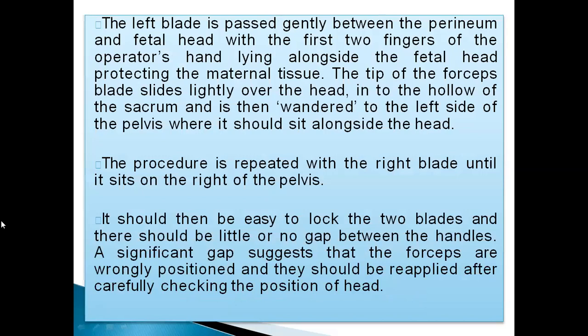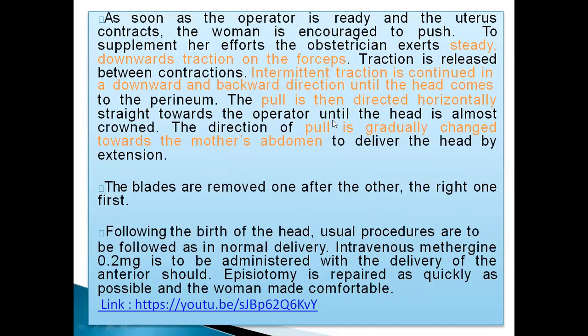Okay, the left blade is inserted first, after this the right blade. After inserting both, we have to lock. Then we apply downward and backward traction, then pull horizontally until crowning, after that we pull the baby upward towards the mother's abdomen. So the head will be delivered through extension. Then when removing the blades, we cannot remove them together. We inserted left first, but we remove right first, and then the left. Then whatever we normally do, everything has to be followed as in normal labor.